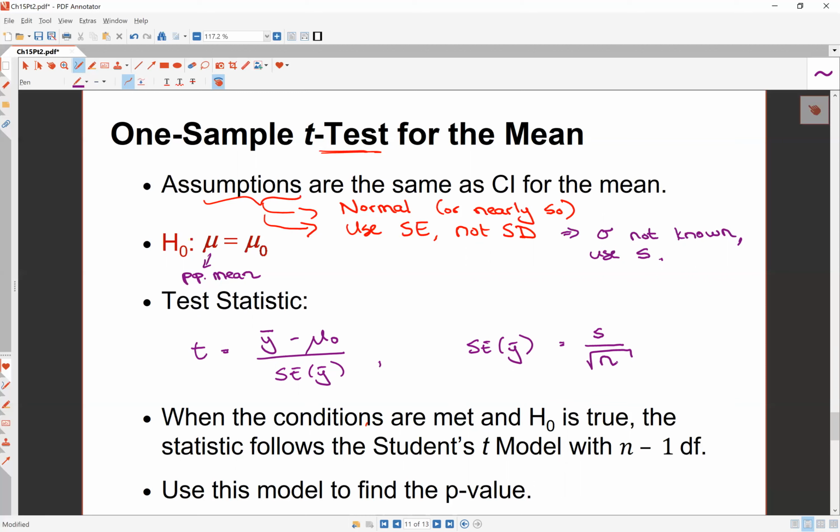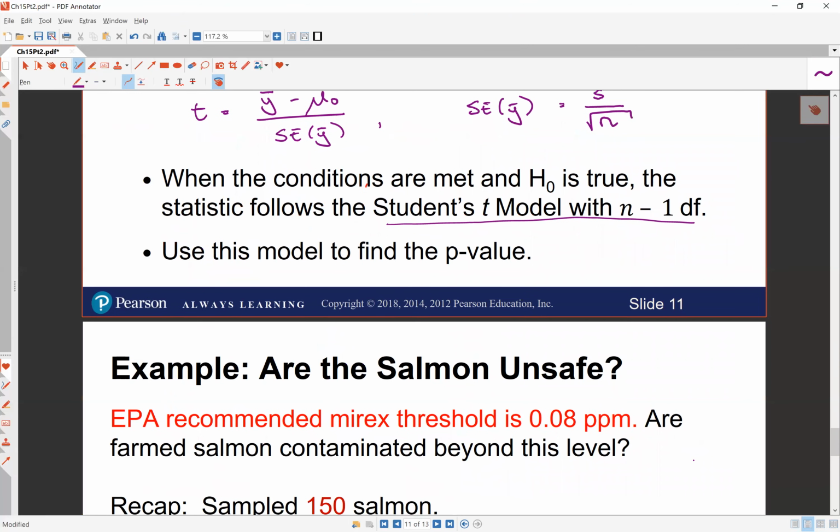And this quantity uses a student's t-model with n-1 degrees of freedom. So that's what we will use to calculate the p-value for this test.